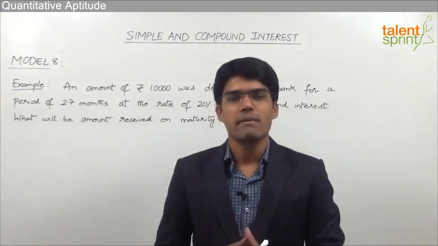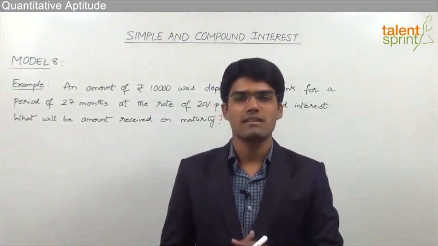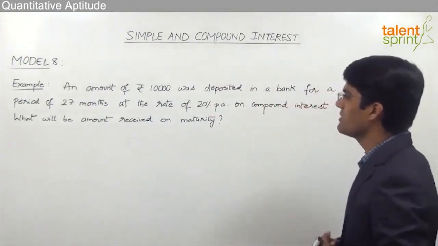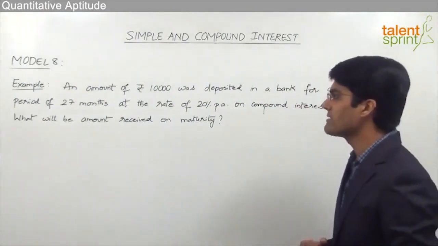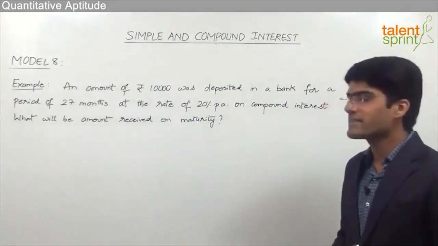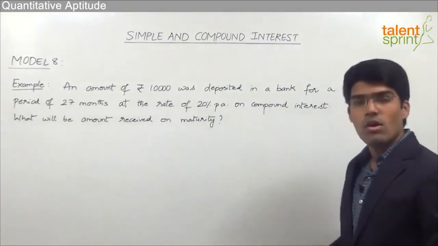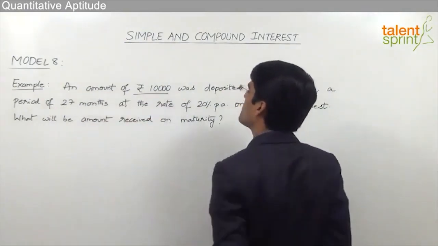Let us now take an example where we need to find out the compound interest for a given fractional time period. The question here is, an amount of rupees 10,000 was deposited in a bank for a period of 27 months at the rate of 20% per annum on compound interest. What will be the amount received on maturity? So as given in the question, an amount of rupees 10,000 was deposited.